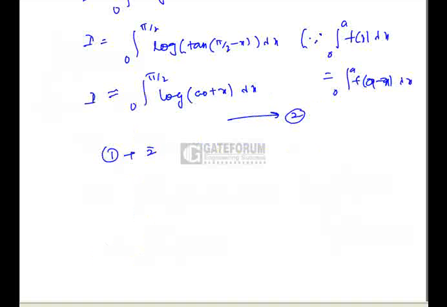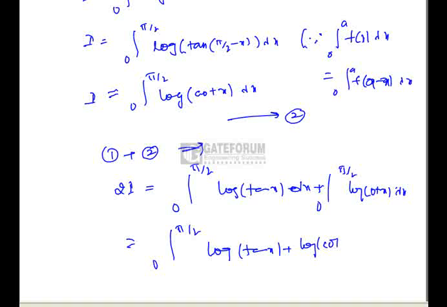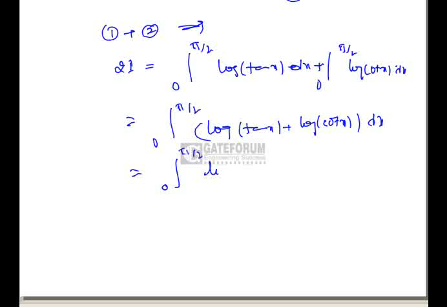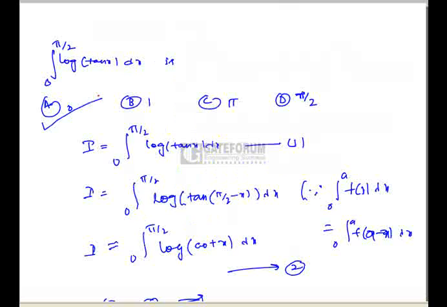Now we'll add equation 1 and 2. That is 2I equals integral 0 to pi by 2 log tan x plus integral 0 to pi by 2 log cot x dx. This can be written as integral 0 to pi by 2, as it is common, logarithm of tan x plus logarithm of cot x dx. We know that log a plus log b is log of ab. So this will be logarithm of tan x into cot x dx. Tan and cot are reciprocals, so the value will be 1. So 0 to pi by 2 log 1 dx. Log 1 is 0, so the entire integral will become 0. Hence the answer is A.